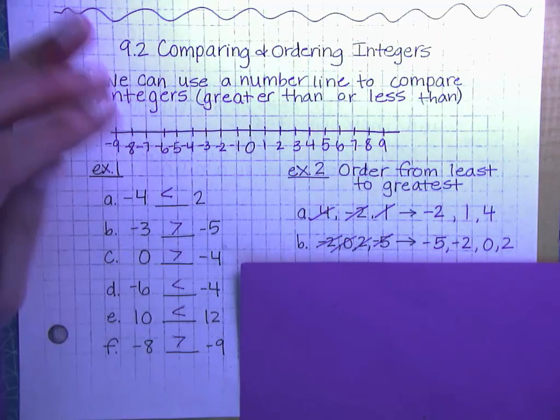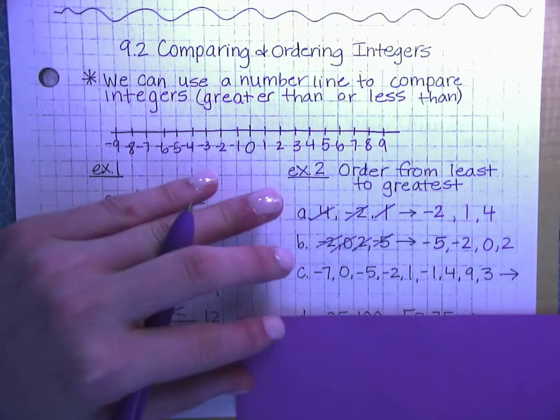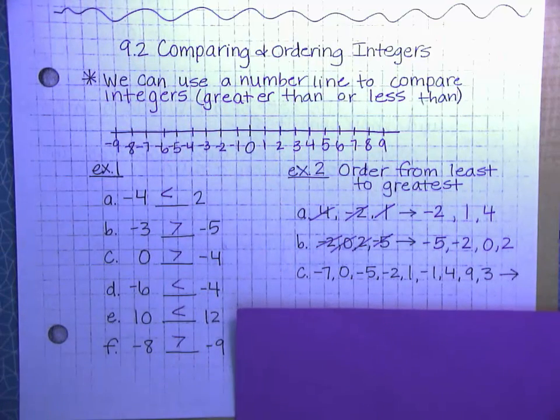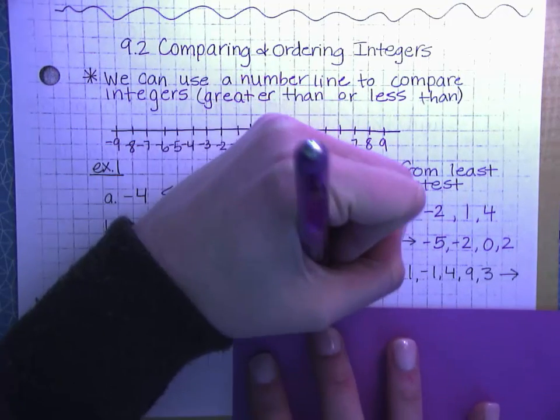Okay, we've got 2 more sets of numbers. This is a little bit longer set of numbers. We've got negative 7, 0, negative 5, negative 2, positive 1, negative 1, 4, 9, and 3. So we've got quite a few more integers we're working with. Now you getting this down? Looking at all of those integers, which one is going to be the smallest number that we're going to put first? Yeah, I think negative 7 is going to come first.